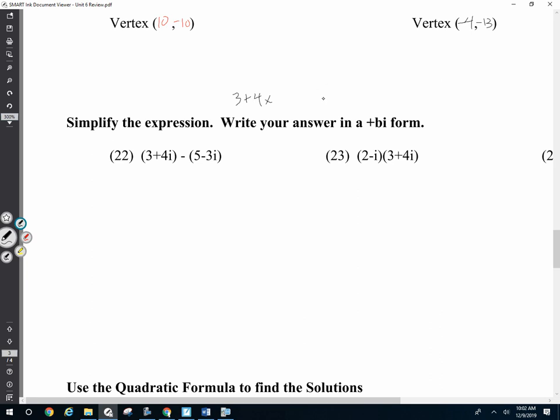The other thing to remember is what i squared is. Well, if i is root negative 1, i squared has to be negative 1. So if we're subtracting a quantity, make sure you distribute this negative to both things. Now this is a negative 3i, so that turns into a positive 3i. We can add our like terms. Negative 5 and 3, that's negative 2. 4i and 3i, 7i. Great.